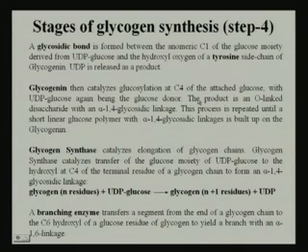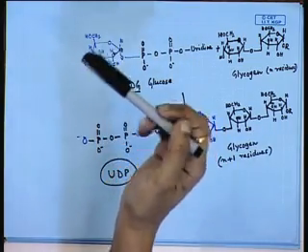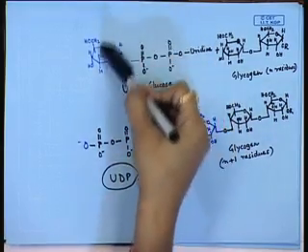The product is an O-linked disaccharide with an alpha 1,4 glycosidic linkage. This process is repeated until a short chain of glucose polymer is produced and alpha 1,4 glycosidic linkages are built up. Glycogen synthase is the enzyme which catalyzes the elongation of the glycogen chain. That means it determines how big this chain length will be. Glycogen synthase catalyzes the transfer of glucose moieties. That means, in the presence of this enzyme, the supply of UDP glucose continues and the chain length is being determined.